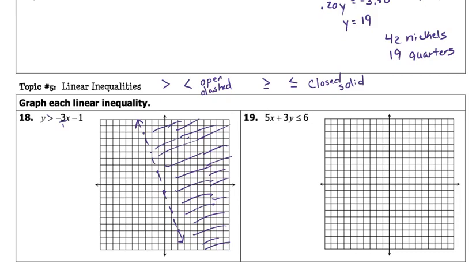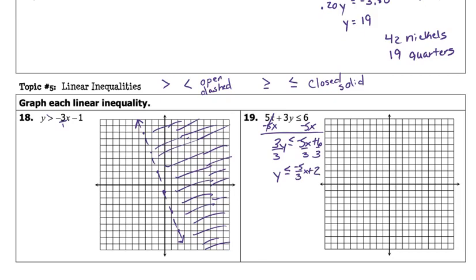Now, number 19. When I look at this, the first thing I notice is we're in standard form. So I'm going to go ahead and move everything over. So I'm going to start with the 5x. So we'll have 3y, this would be less than or equal to negative 5x plus 6, divide by 3 all the way across. And so y is going to be less than or equal to negative 5/3 x plus 2.